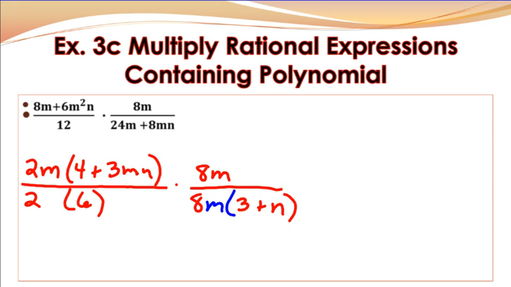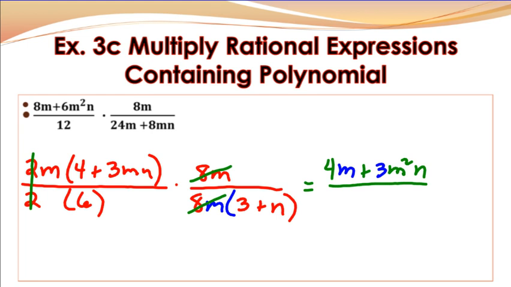Now to simplify, 8m divides out with 8m. 2 divided by 2 is 1. And then I can check to see if there's anything else in common. There is not anything else in common, so I would just distribute the m. So I would have 4m plus 3m squared n all over 6 times 3 is 18 plus 6n. And that would be our answer.